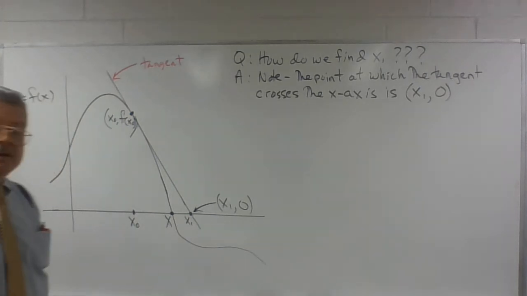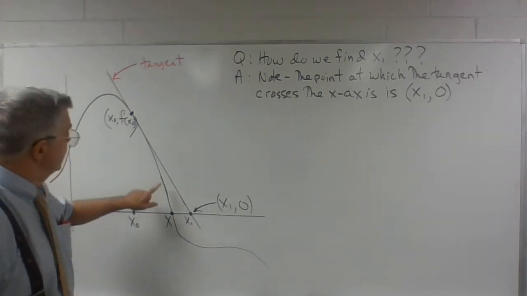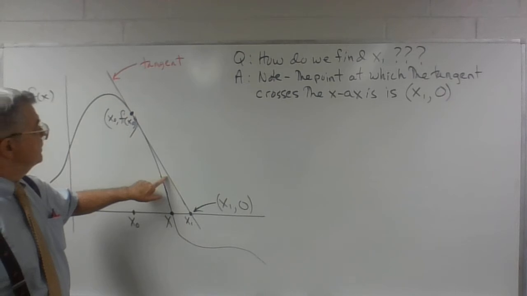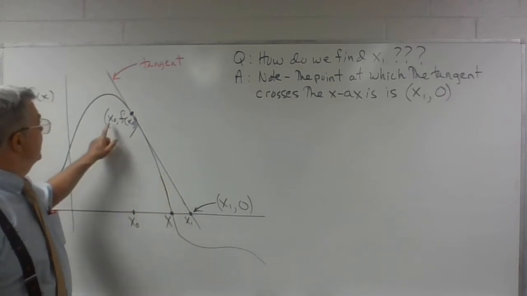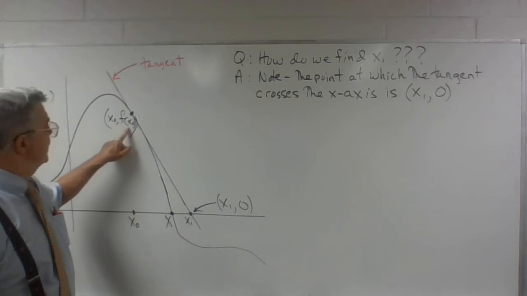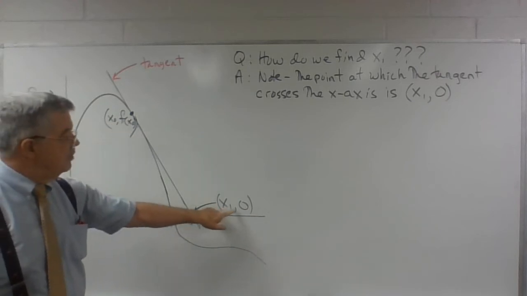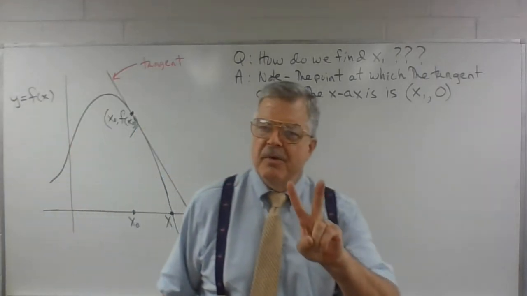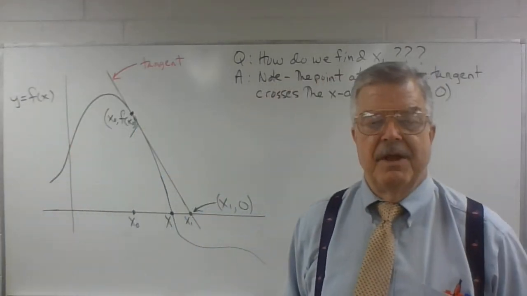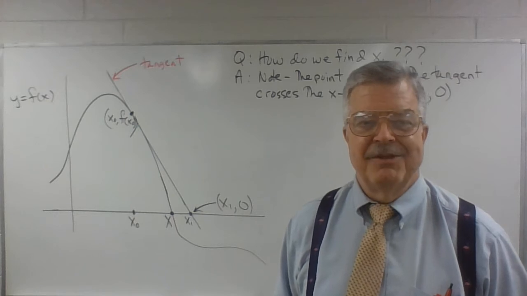And you know what? This is a line, and we know 2 points on the line. We know x of naught, f of x of naught, and we know x of 1, 0. If we know 2 points on a line, what else do we know? The slope.